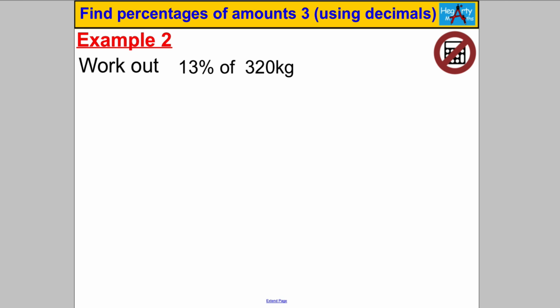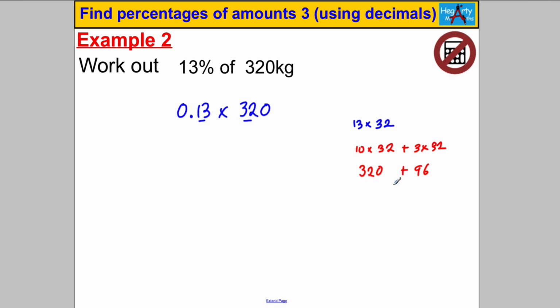13% of 320 kilograms. Try and do this using decimals and without a calculator. Okay, this is equivalent to 13 out of 100, or 0.13 multiplied by 320. I'm going to go over here and do the easier calculation, which is 13 multiplied by 32. Now how am I going to do that? Well, I'm going to say that's like 10 lots of 32 plus 3 lots of 32. Now 10 lots of 32, that's dead easy, that's 320. And 3 lots of 32 must be 96. So add those together, and 320 add 96 is equal to 416.